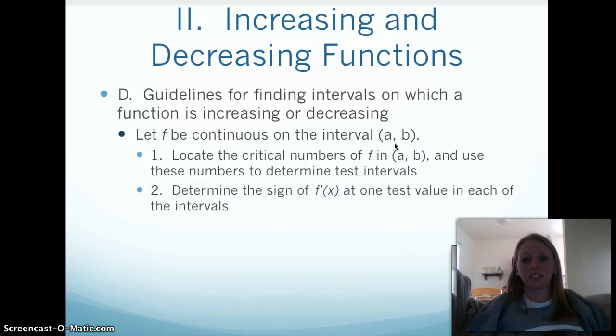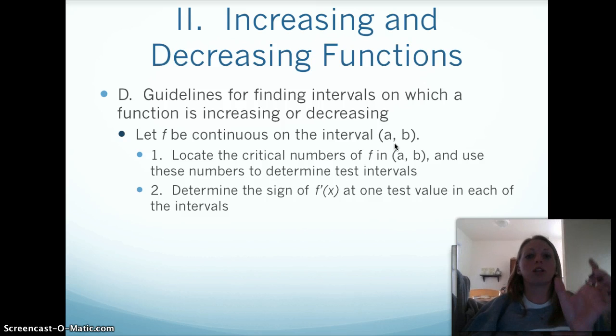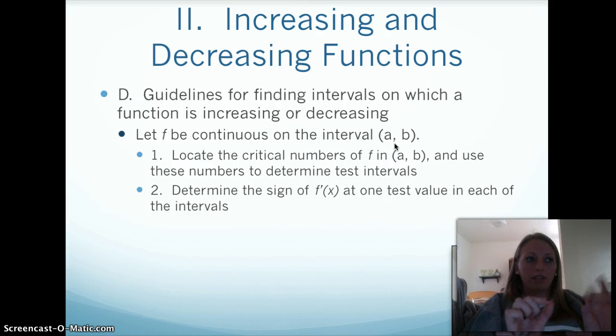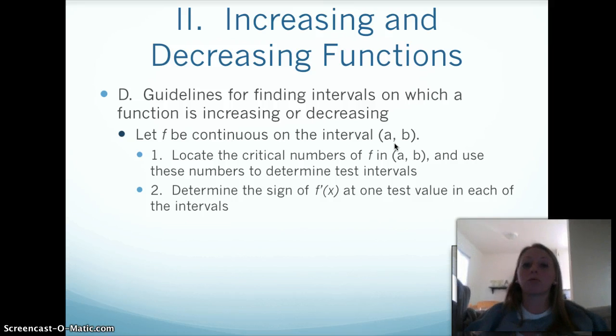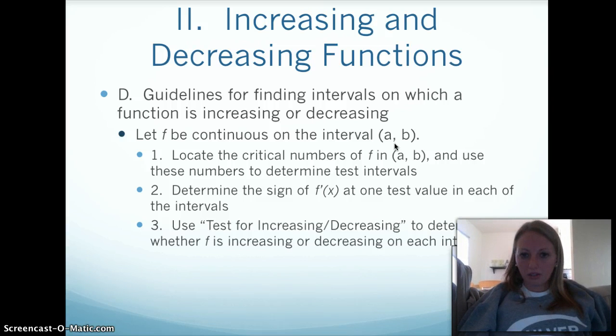Step 2, determine the sign of the first derivative at one test value in each interval. So you're going to be testing from negative infinity to 0 and 0 to infinity maybe. You would plug a number into the first derivative and see if it's positive or negative in your intervals. Remember, you're testing a lot of intervals because we're seeing where it's increasing and decreasing. We're not just looking at the lowest and highest point. Step 3, use your test for increasing and decreasing to determine whether f is increasing or decreasing on each interval.